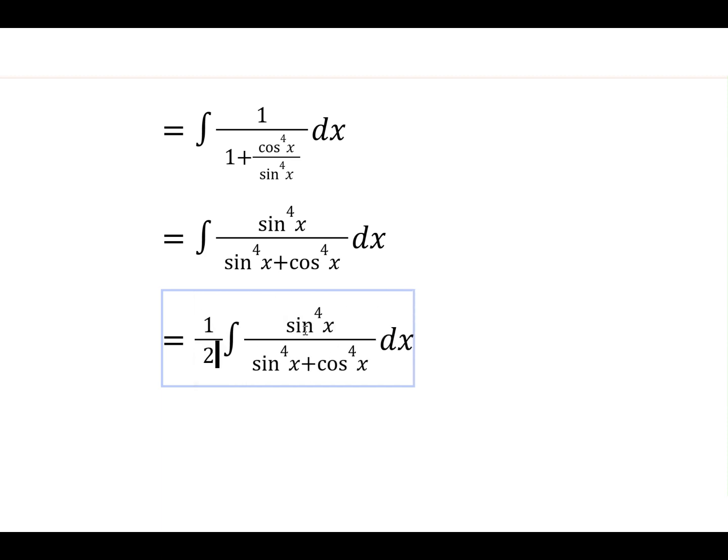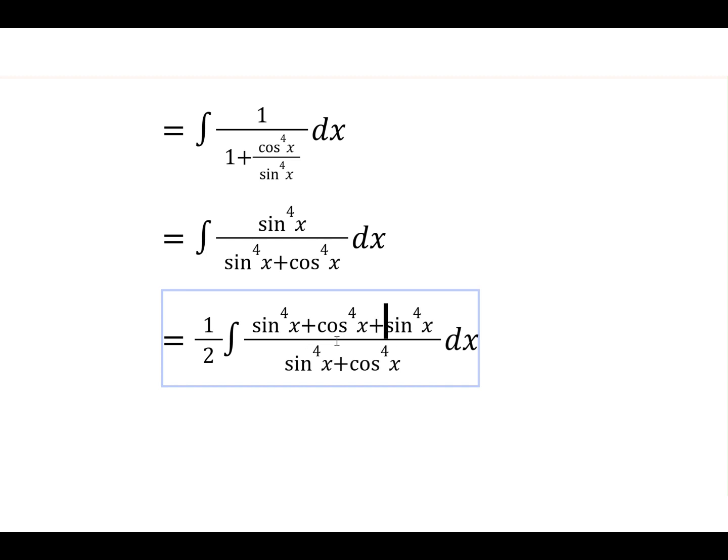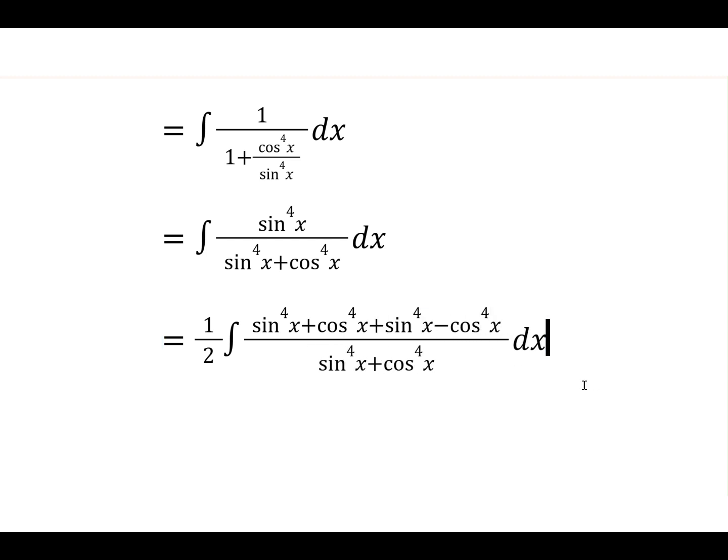So we just multiplied by half and times by 2. So why are we doing that? Well, now we can write this 2 sine to the 4 as sine to the 4 plus sine to the 4. And now we're going to do the plus minus. So we add a cos to the 4 and subtract a cos to the 4. So we haven't changed the integral, but we've written it in a different form.